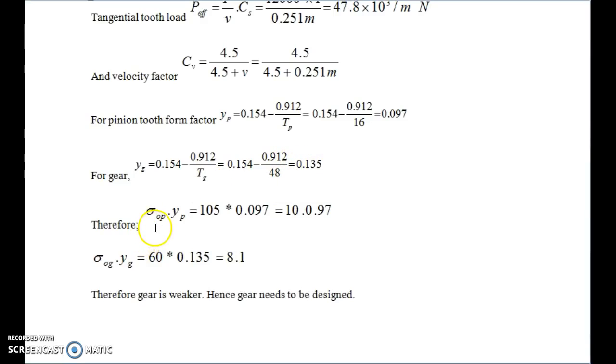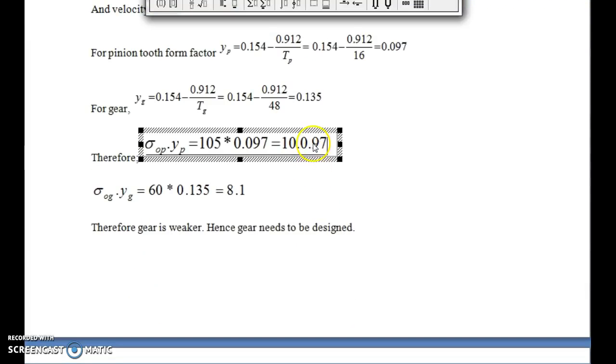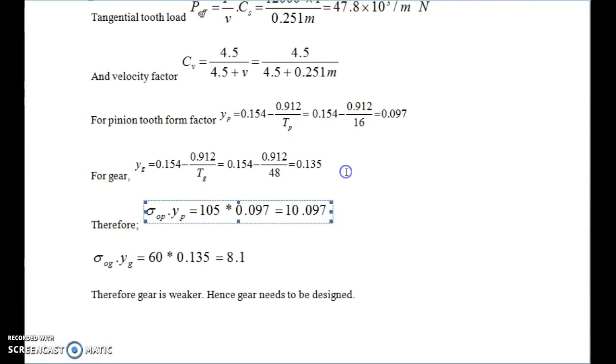Now calculating the deciding factor for pinion and gear: sigma OP multiplied by yp, the allowable bending stress for the pinion and the tooth form factor for the pinion. It becomes 105 multiplied by 0.097 equal to 10.185. And for the gear it is equal to 60 multiplied by 0.135. So we see here that the deciding factor for the gear is smaller, so the gear will be weaker, hence the gear needs to be designed. So we design the gear.